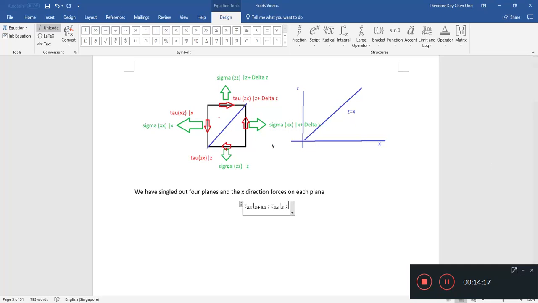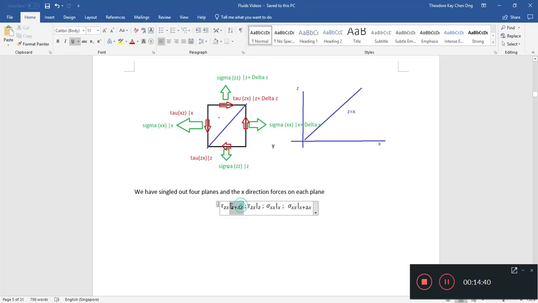Number 3, sigma xx at x. Number 4, sigma xx at x plus delta x. Now, each of these stresses represents a force acting on one of these planes. So we need 2 more since there are 6 planes.